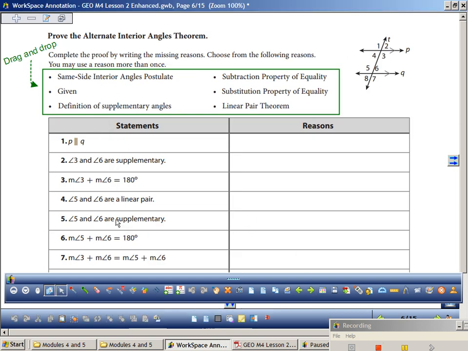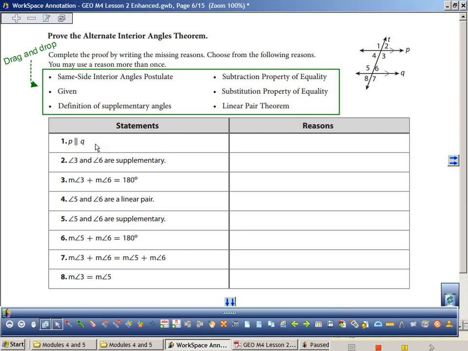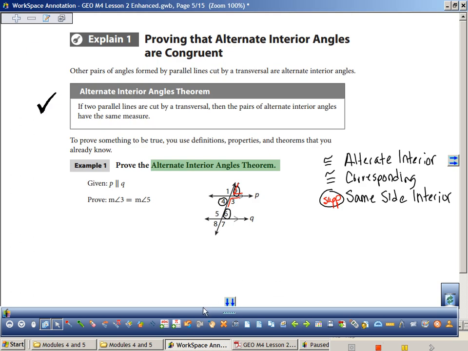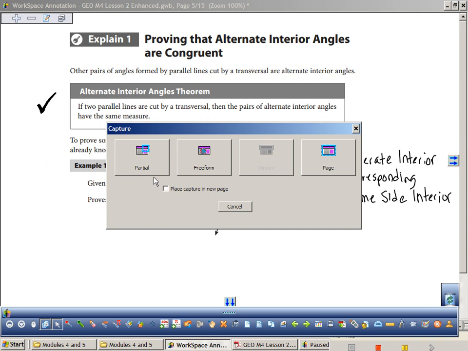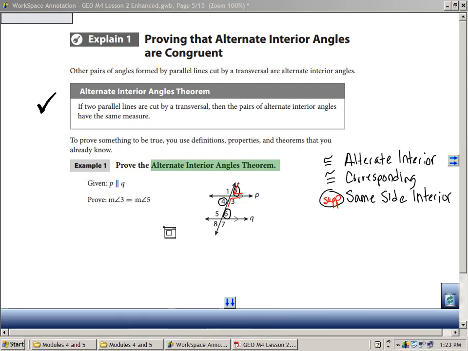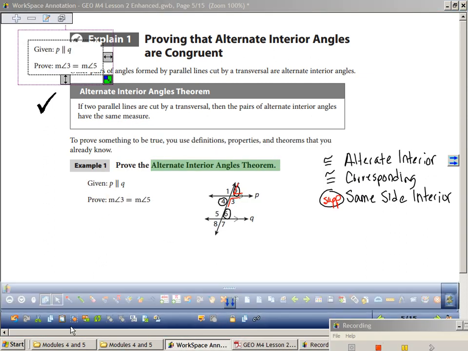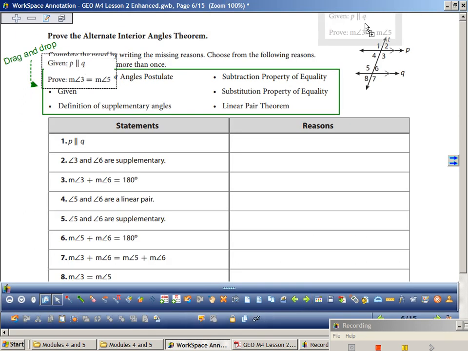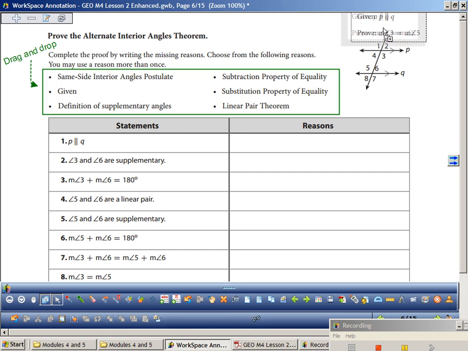We already got the proof laid out for us nicely. So now we just have to justify our statements. First of all, we should probably grab what we're trying to prove. I'm just going to grab this right here, cut it, and paste it right here so you can see it. Sound good? Yes, Mrs. Mahler, it sounds fantastic. Okay.